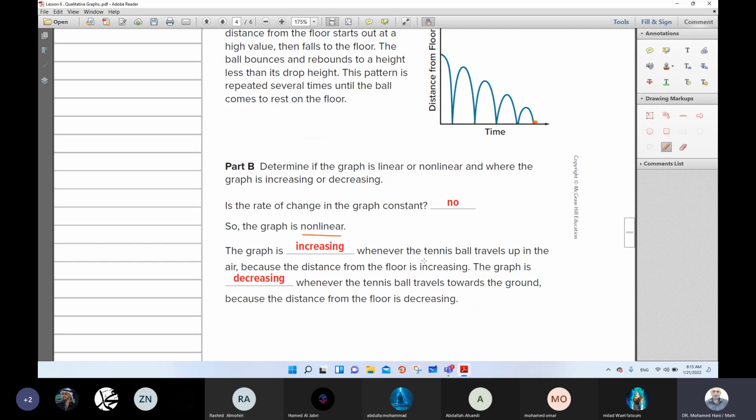The graph is increasing when the tennis ball travels up in the air. Always when we travel up from the floor to the air, we have increasing, because the distance from the floor is increasing. The graph is decreasing whenever the tennis ball travels toward the ground. Then we have decreasing when the ball goes back to the ground, because the distance from the floor is decreasing.